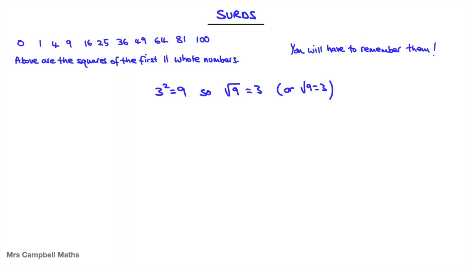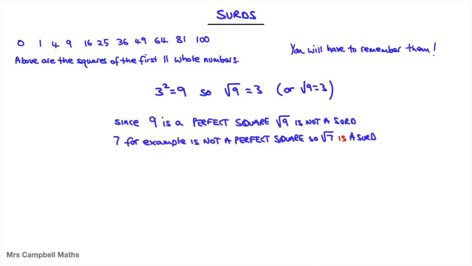Now we know that squaring a number is the number times itself. So 3 squared is equal to 3 times 3, which is 9. Square root undoes squaring, it's the opposite process. So the square root of 9 is equal to 3. Root 9 equals 3. Since 9 is a perfect square, the square root of 9 equals 3, and it is not a surd. 7, for example, is not a perfect square, so root 7 is a surd.